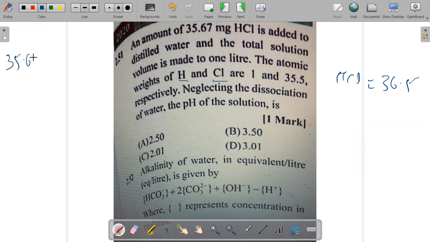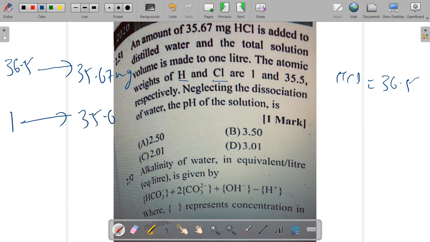So 36.5 gives HCl of 35.67 milligram. So 35.67 divided by 36.5. Let's calculate this. We get a concentration.